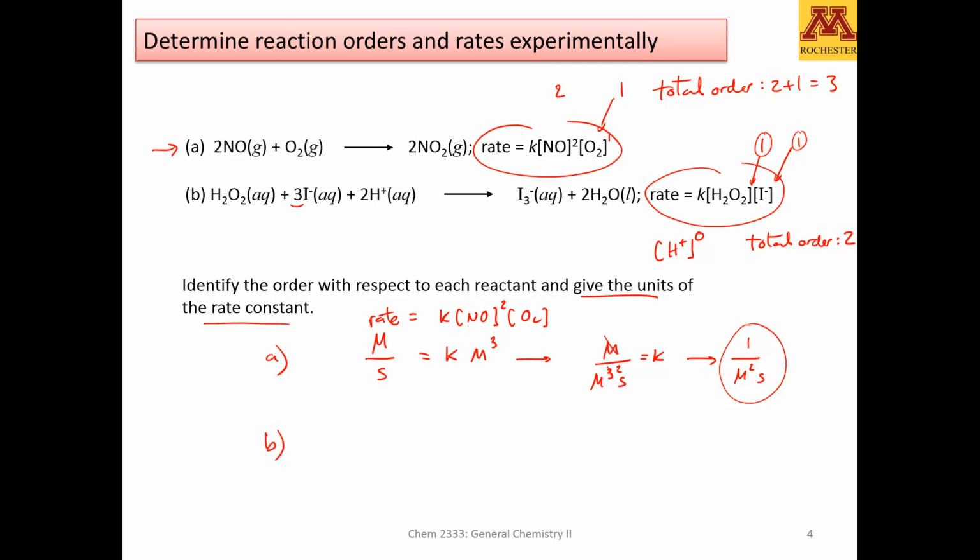Let's practice the other case. For reaction B, your rate is equal to K times the concentration of hydrogen peroxide and iodide. Your rate is always molarity per second, and the constant is molarity times molarity, that's molarity squared.